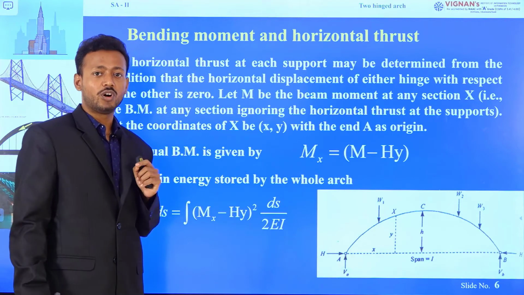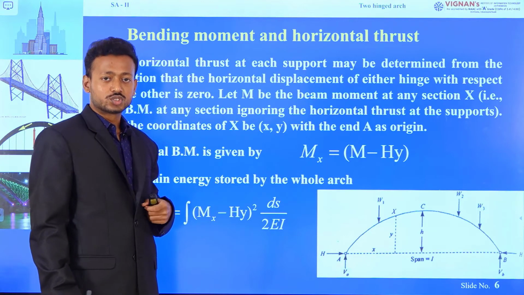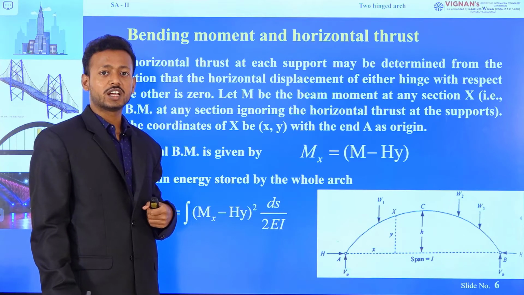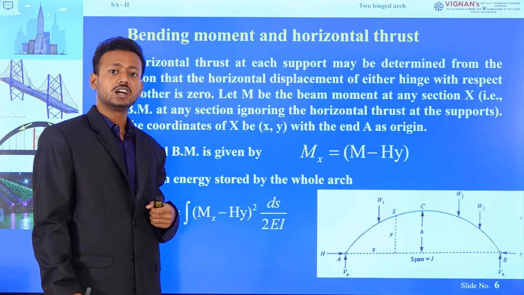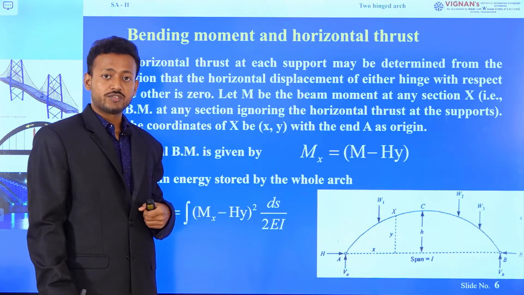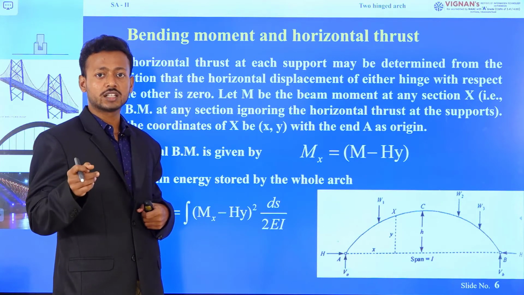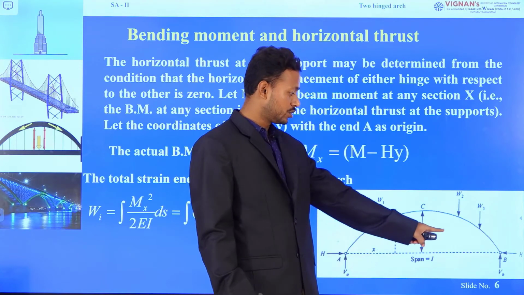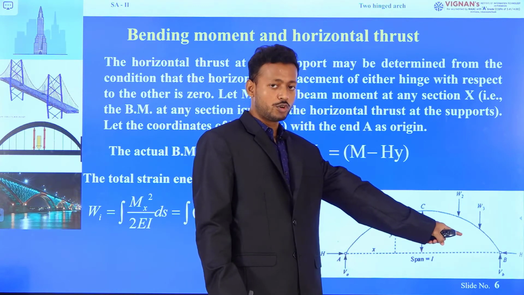As I have told you in the earlier slide, the horizontal thrust is significant and it is able to resist horizontal and vertical movement. Therefore, the relative displacement of any support with respect to the other is 0. That means the relative displacement of support A with respect to support B is 0, and vice versa. The relative displacement of support B with respect to support A is 0.